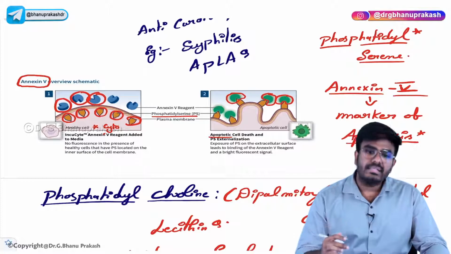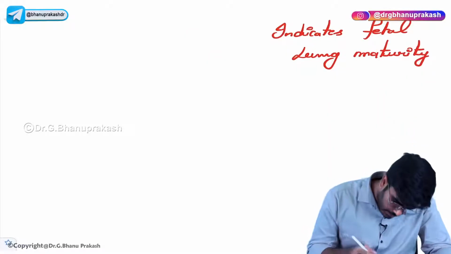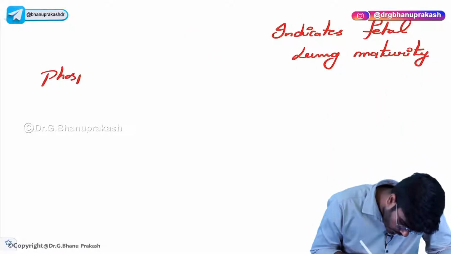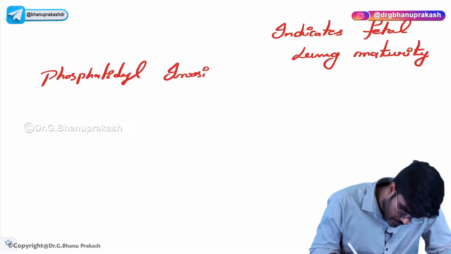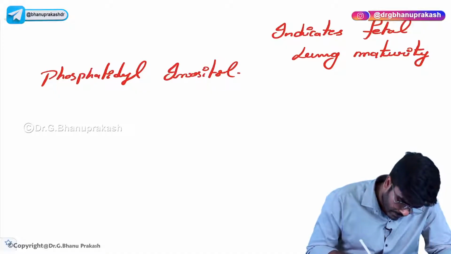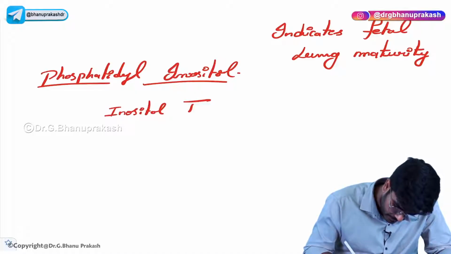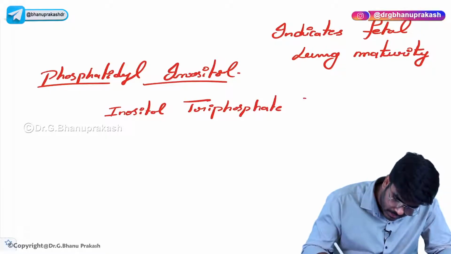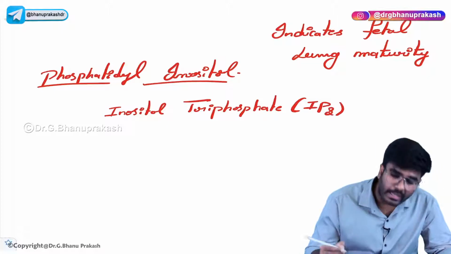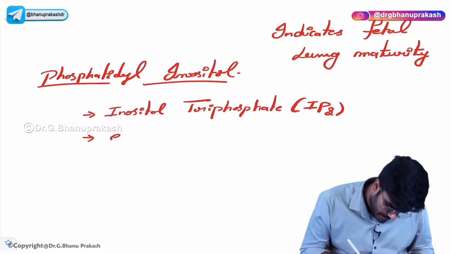Now after this, let's discuss phosphatidylinositol. Okay, let me write it down here. Phosphatidylinositol. So what are the important points which you need to know? This phosphatidylinositol is also called inositol triphosphate, written as IP3, inositol triphosphate. Now this IP3 molecule acts as a secondary messenger.